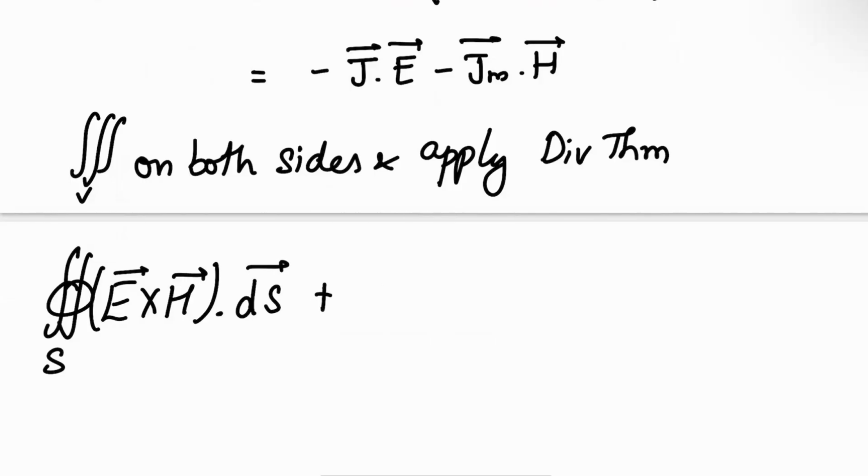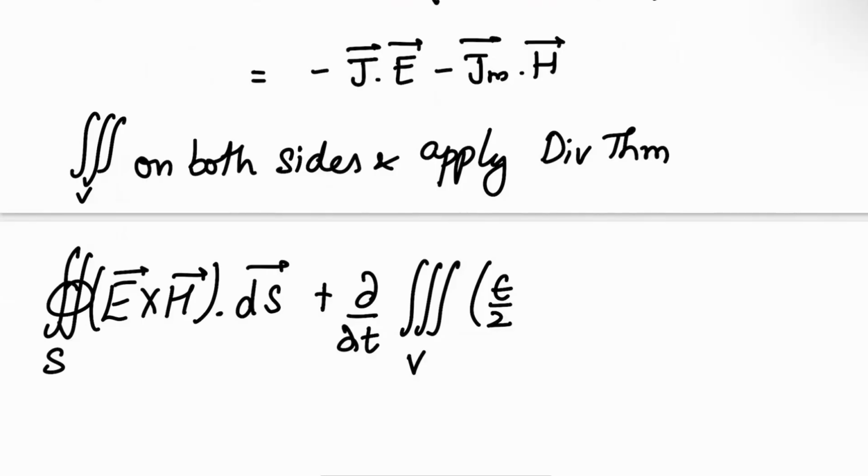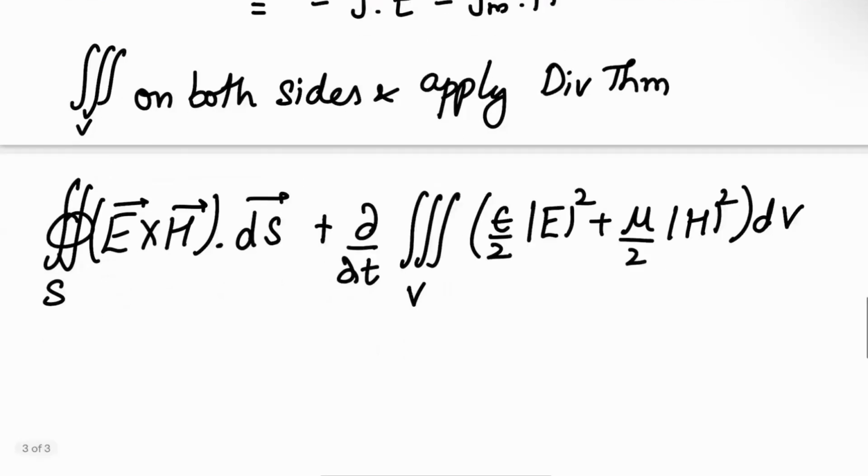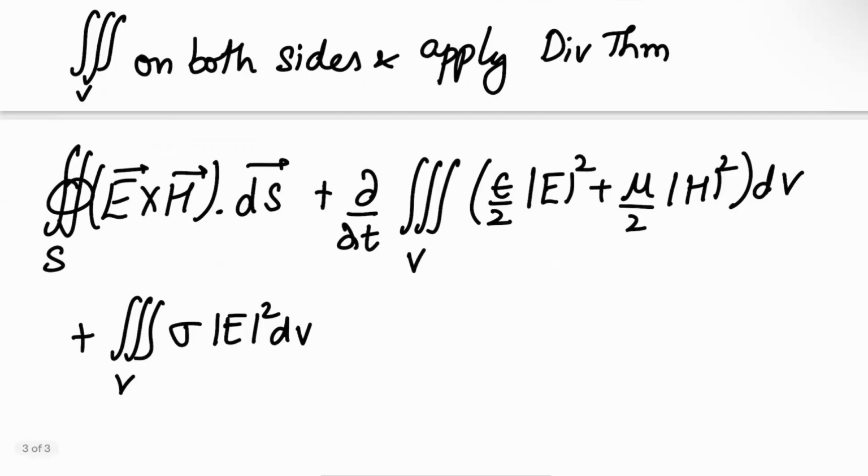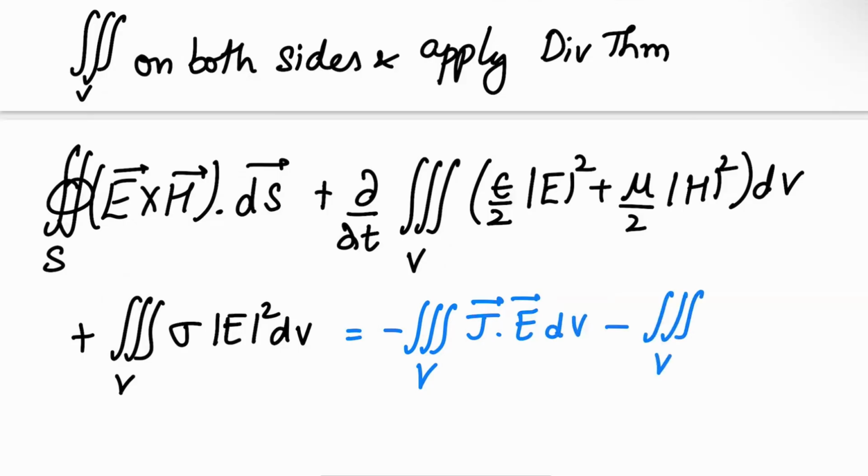plus d dt of the volume integral of epsilon over 2 mod E squared plus mu over 2 mod H squared dV, plus the volume integral of sigma mod E squared dV, and the right-hand side is equal to minus the volume integral of J dot E dV minus the volume integral of Jm dot H dV.